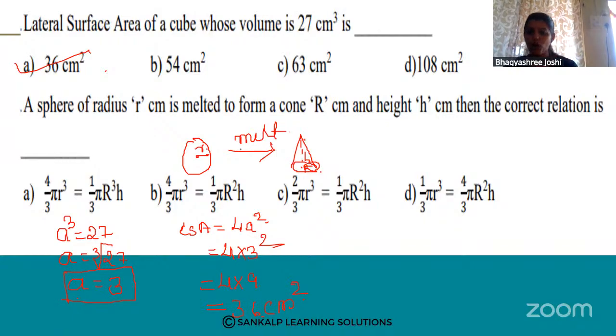For that, we need to take volume. Volume of the sphere is 4 by 3 pi r cube, and volume of the cone is 1 by 3 pi R square h, right? So 4 by 3 pi r cube and 1 by 3 pi R square h. So option B is right. Here it is r cube is there. So here it is 2 by 3 is there, and here it is totally wrong. So 4 by 3 pi r cube is equal to 1 by 3 pi R square h, right?